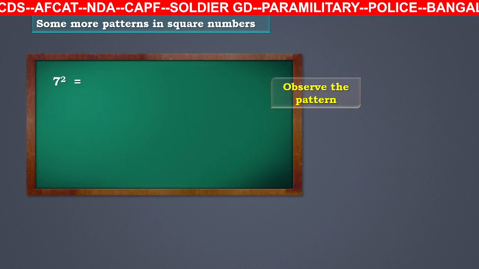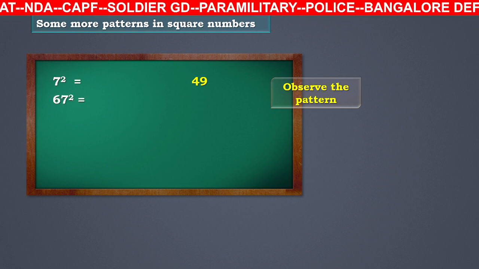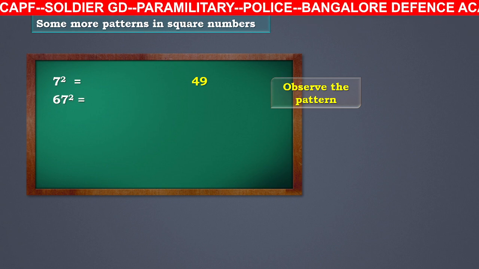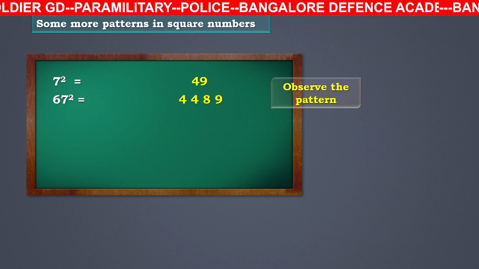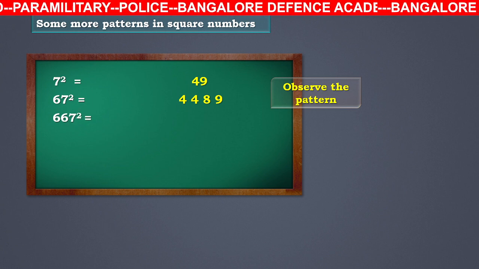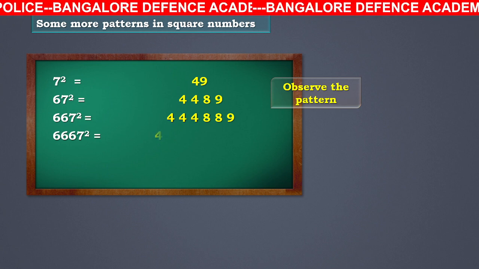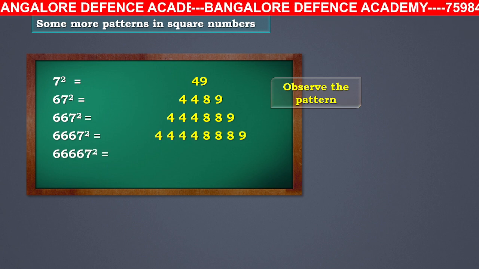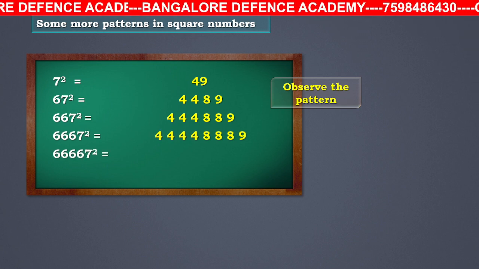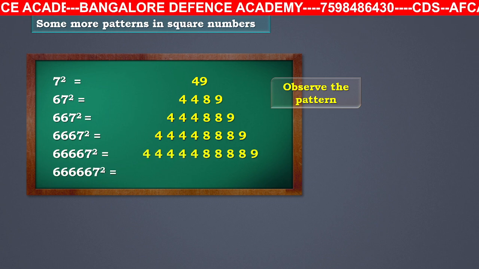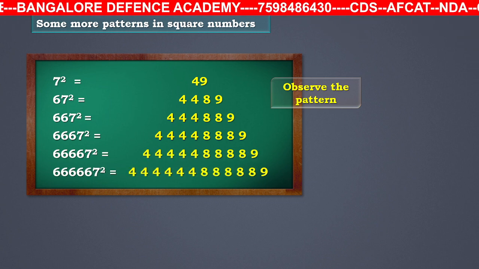Next pattern, let us try to understand. 7 square gives me 49. Then you have 67 square, it gives me 4489. Then you have 667 square, it gives me 444889. In this way the pattern moves forward, and you get this answer. So this is how a beautiful pattern takes place in the squares.